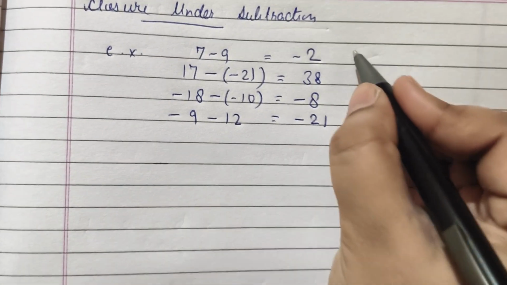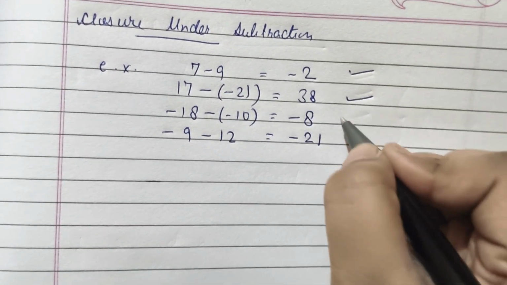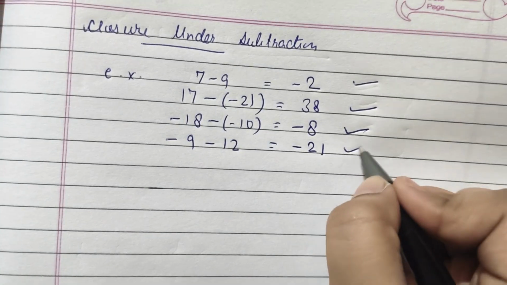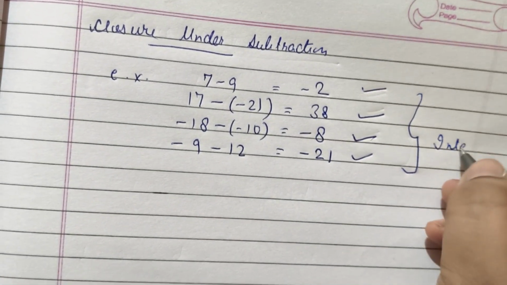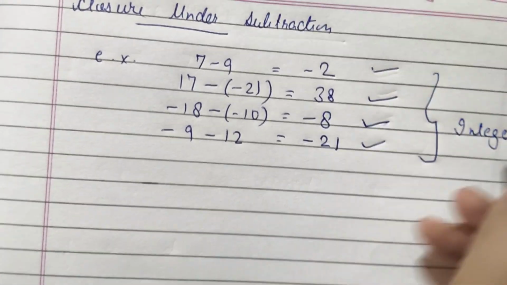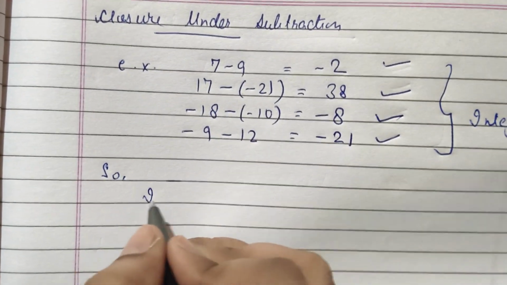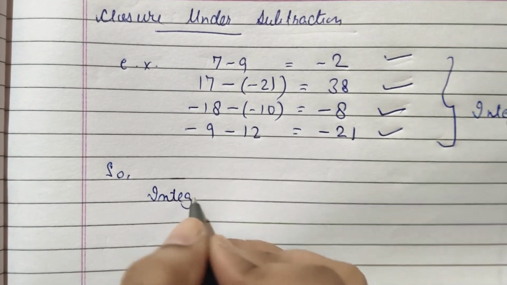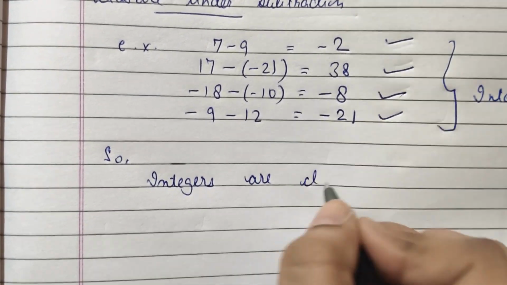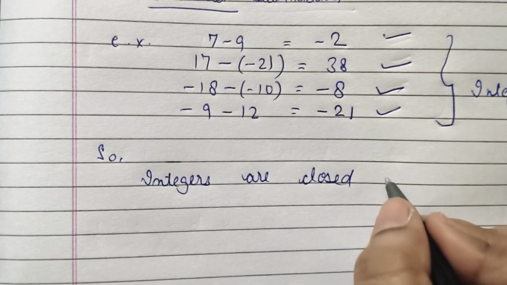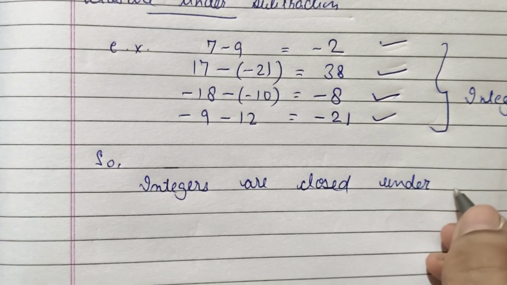So here minus 2, it is an integer. 38 is also an integer. Minus 8, integer. Minus 21, integer. All are integers. So we can say that integers are closed under subtraction.